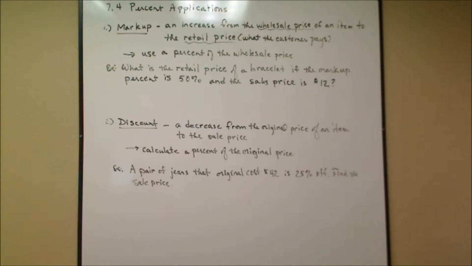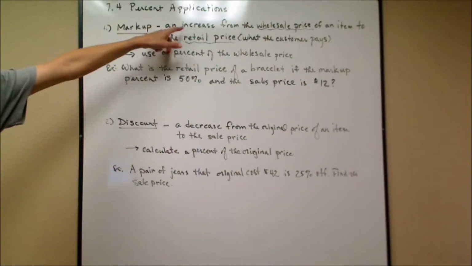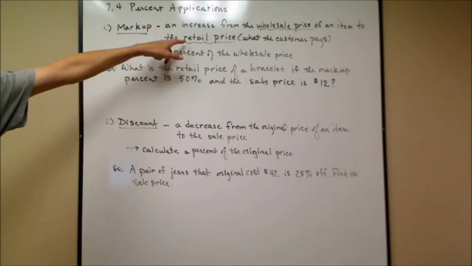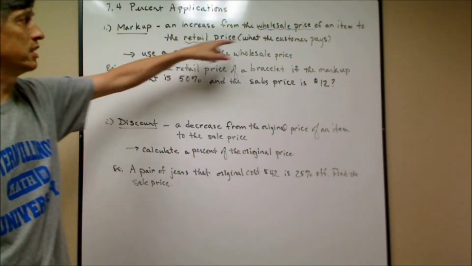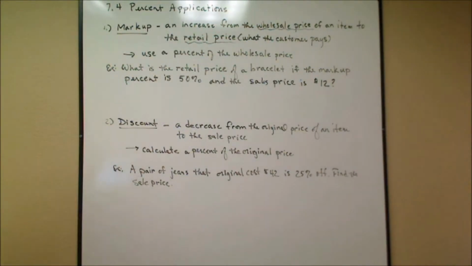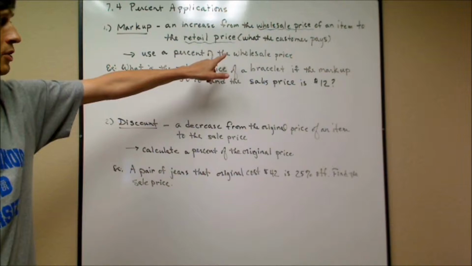And I mentioned this right at the end of the last lesson, how we could use the new amount types of problems that I was showing you at the end to do markup and discount. We'll start with markup. An increase from wholesale price of an item to retail price. That's what the customer pays. Company buys it at wholesale, they mark up the price, they sell it to you, they get the profit. So what we're going to do is use percent of the wholesale price. I want to show you how to do this now.